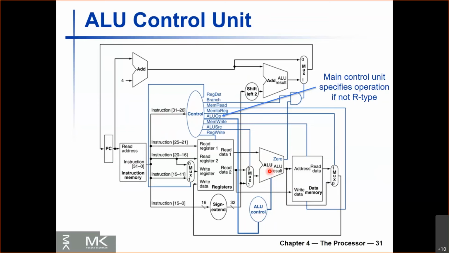Now, if the instruction is, for example, an add instruction, then the opcode is not going to tell me that. The opcode will tell me this is an R-type instruction. But the add instruction and the subtract instruction, and many other instructions, all have the same opcode, which is 0. So when the controller finds out that this is an R-type instruction, it's going to tell the ALU control unit, this is an R-type instruction. Go take a look at what the funct field tells you and do that operation.